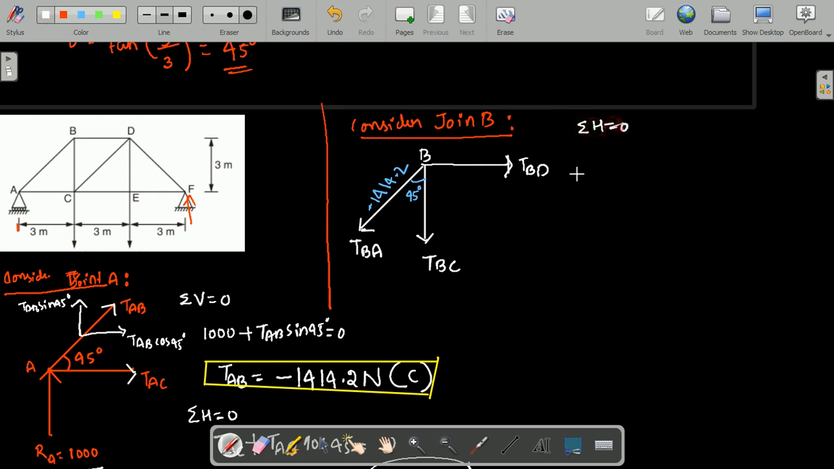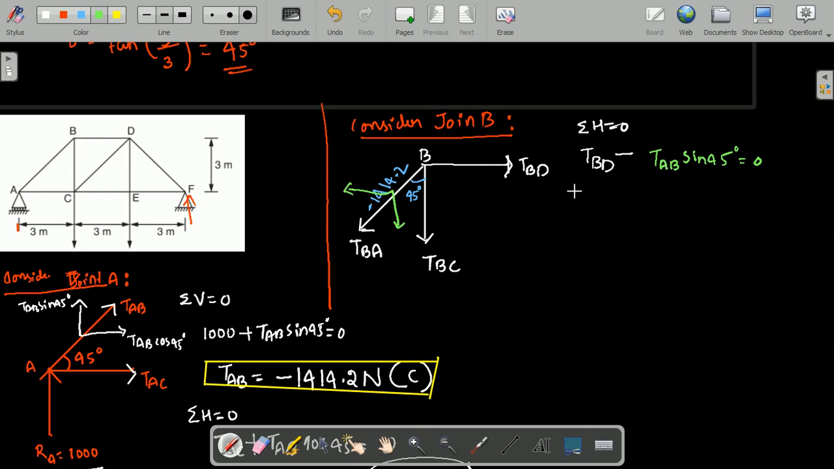Summation of horizontal force is equal to 0. TBD is horizontal force which is in the positive direction, therefore positive. And another, this you need to resolve. One is like this and another one is like this, resolution. Since TBA is making an angle 45 with respect to y axis, I have considered, therefore y component is cos, x component is sin. I am writing the x component here, therefore TAB or TBA, that is in the negative direction, that is sin 45, is equal to 0.